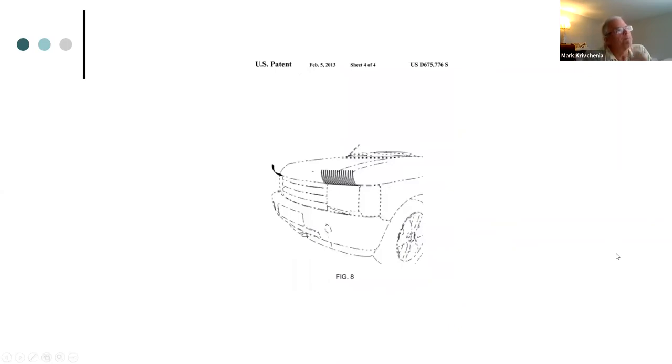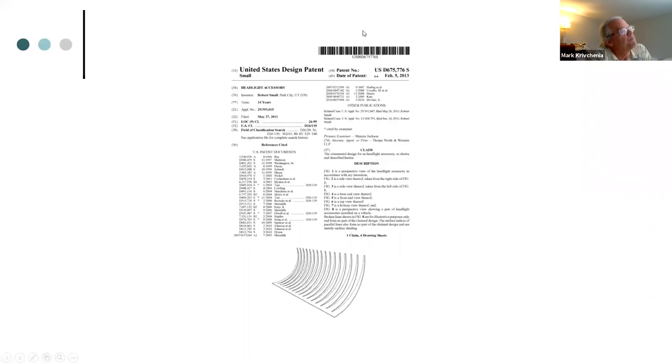So again, this is a picture of, like, what is this? Hard to know, but it looks like an eyelash on a car. And it turns out to be a design patent. So what I was showing you earlier was utility patents. Now we're looking at a design patent. This patent has no function except to make a car look cute, but it's protected. So you could not put this on your car without the permission of the person who owns this design patent.